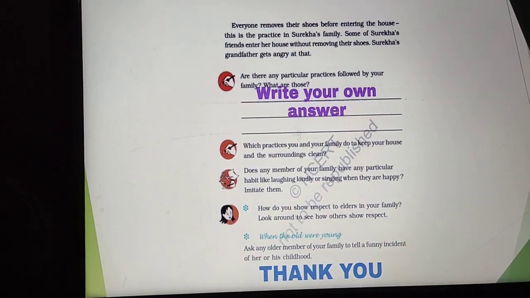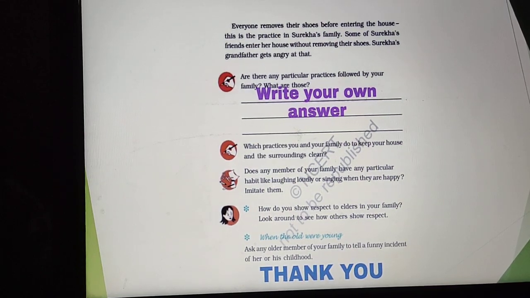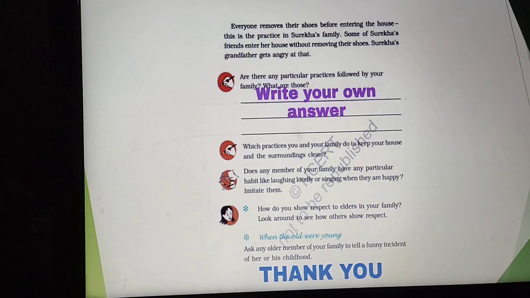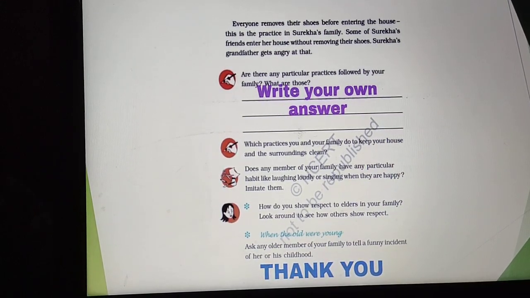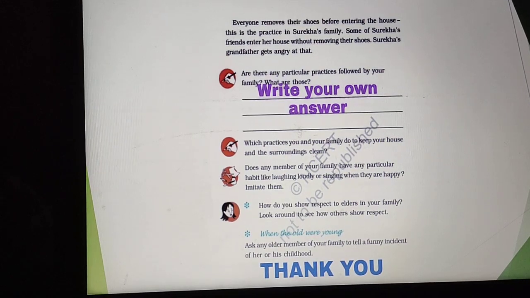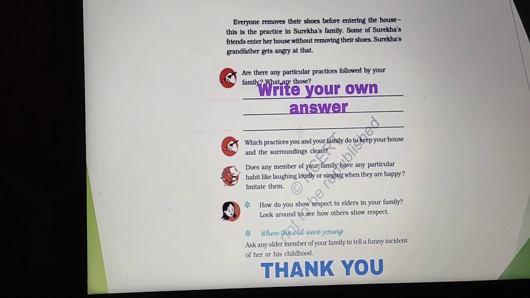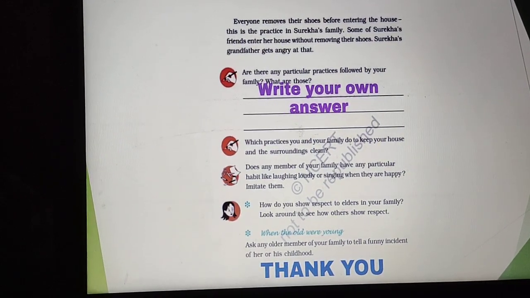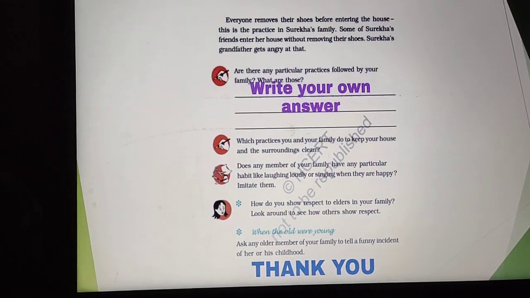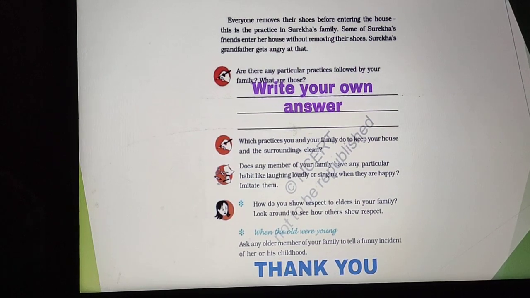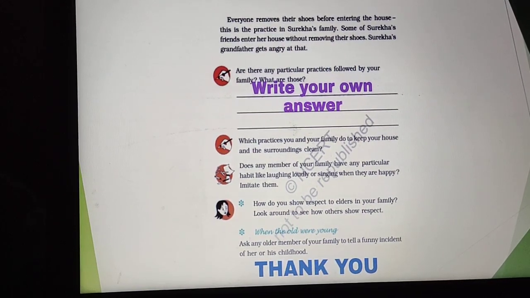Is there any particular custom followed by your family? What are those? Meaning, in this question, they are asking if there is any particular custom that your family is following. If yes, then you have to write what that custom is, right? And what you are following. In your own answer you have to write. Okay students.